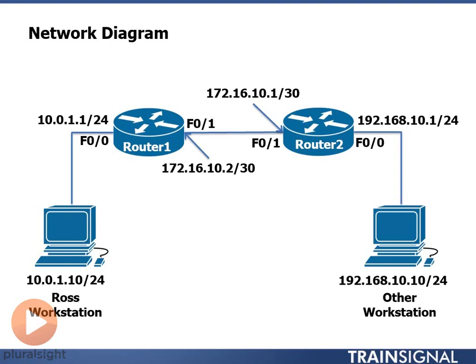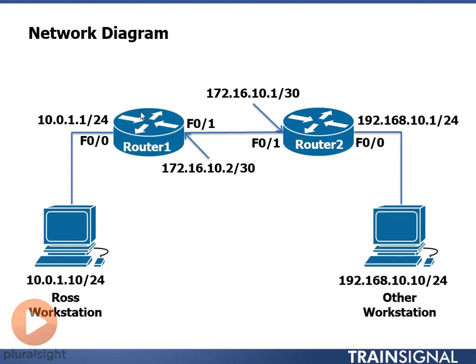Now, the next hop IP address isn't all that complicated to understand. There's only two rules that the next hop IP address really needs to meet in order to be a proper next hop. Essentially, the next hop IP address is the IP address of the next device we're going to send it to. So if I want to reach 192.168.10.0/24, I need to send my messages to router 2, and the IP address of router 2 that I'm going to send it to is the one nearest to router 1, 172.16.10.1.